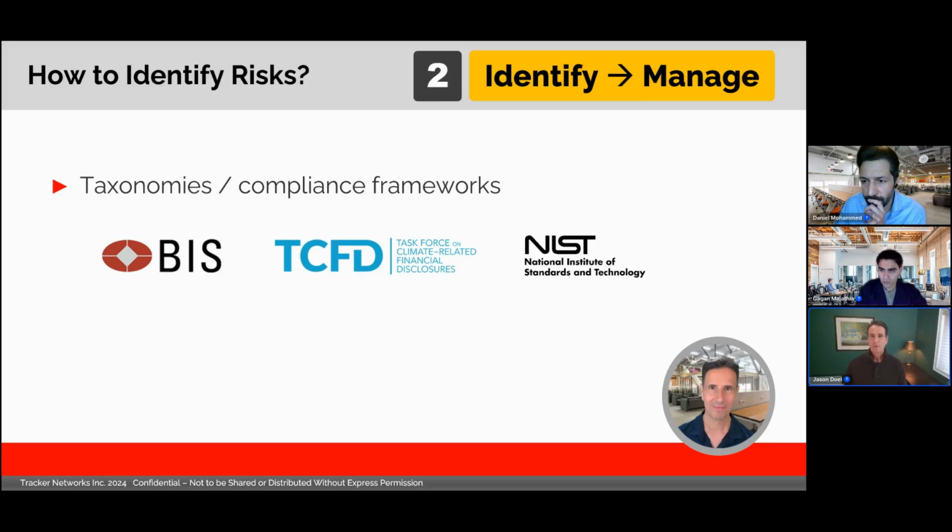These are just a few examples. But if your activities are regulated, a good first step is to review the regulations in case there's any guidance on risks that you should include as a baseline.